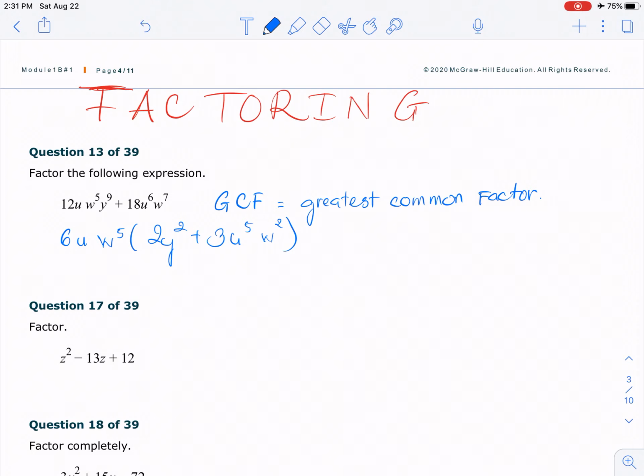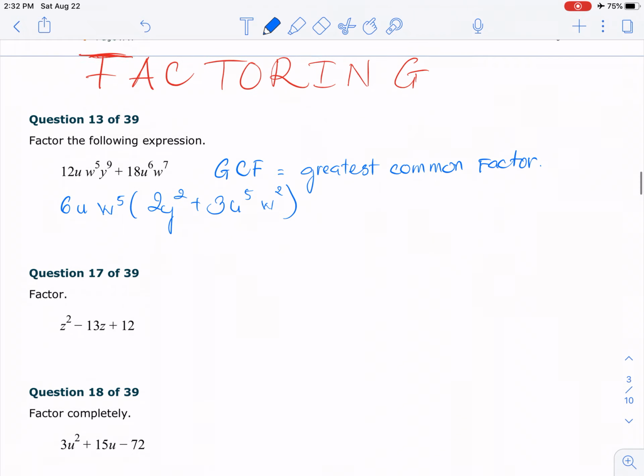For this part, we're going to talk about factoring. Factoring is an important operation of algebra. So hopefully you still remember all the rules of factoring. So for number 13, make sure you take out the GCF. That's in fact the first thing you need to do when it comes to factoring problems.